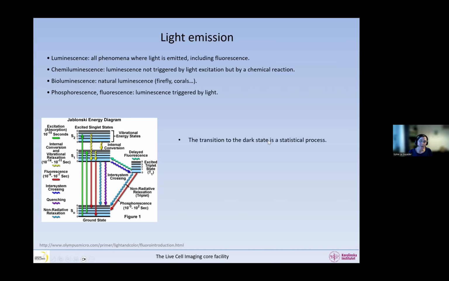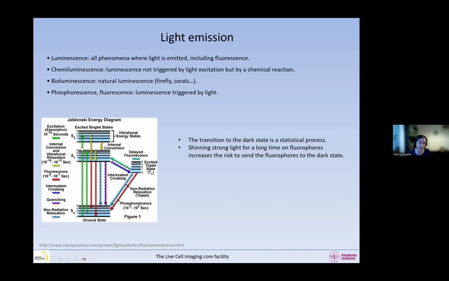So the transition to the dark state, the fact that the fluorophore is going to either go back to emitting and going back to the ground state, or it's going to go into this parallel life of the triplet state, and again, triplet state and dark state is the same thing. It is a statistical process. So sometimes it will go there and sometimes not. So when we shine a very strong light for a long time on fluorophores, we increase the risk. So it's a statistical thing.